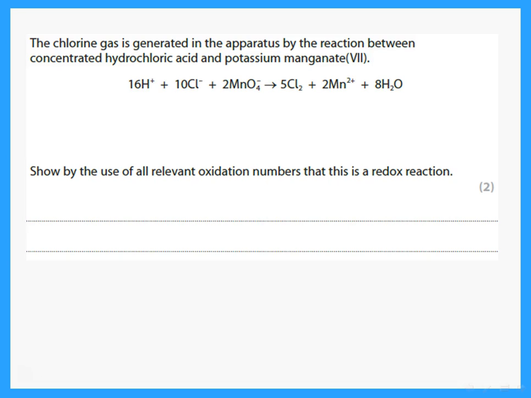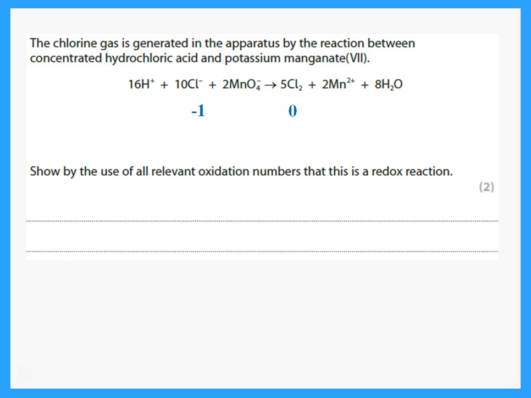Okay, what about this question? The chlorine gas is generated in the apparatus by this reaction. He says show by the use of all relevant oxidation numbers that this is a redox. Now, a redox means something should be oxidized and something should be reduced. So what is happening here? If we look at the Cl, in Cl minus, it is -1. It changed into what? Cl2, that's 0. It's an element. Now, the manganese, let's look at the manganese. Of course, the H, in all cases, it's +1. If you look at the oxygen, in all cases, it's -2. But what about the manganese?